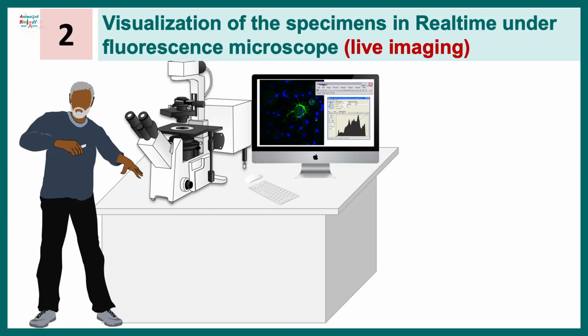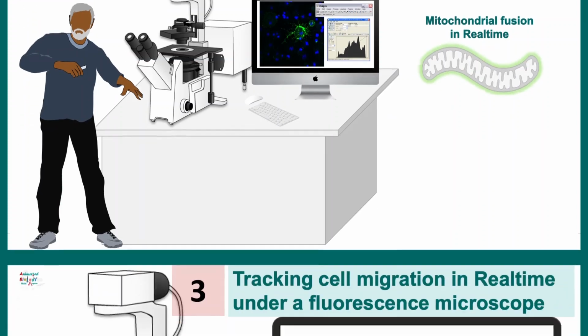Okay, application number 2, we can visualize specimen in real time under a fluorescence microscope. This is called live imaging. We can check several cellular or organelle dynamics. For example, if we want to look at the mitochondrial dynamics, the fission and fusion events of mitochondria, we can use this kind of microscopy technique. In this case, we label the mitochondria with some kind of dyes or some kind of protein which expresses a fluorescent protein, and we can see the dynamics in real time.